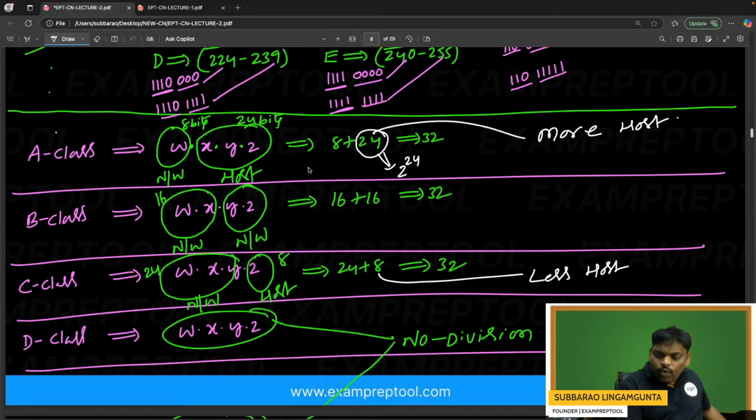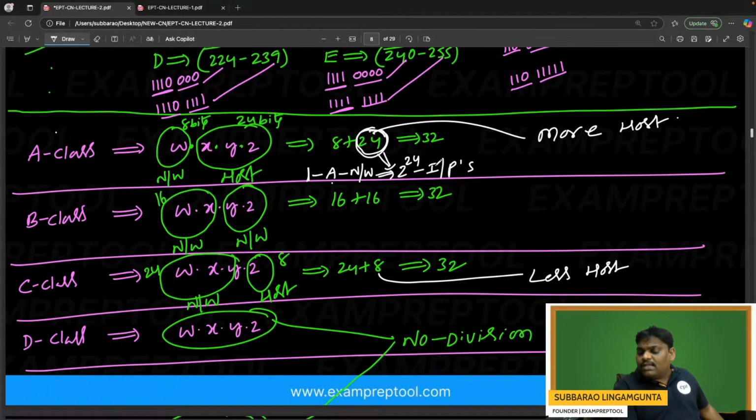See this one: one class A network has 2 power 24 IPs. These many IPs are possible in one class A network. Some people are asking, sir, one class A network has 2 power 24 because the 24 bits are there; 2 power 24 possibilities means 2 power 24 IPs are possible.